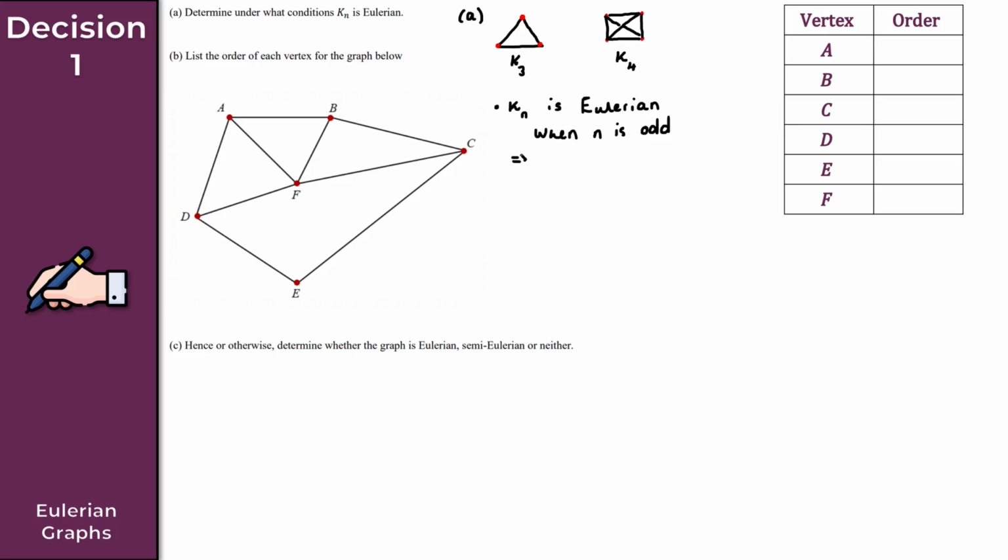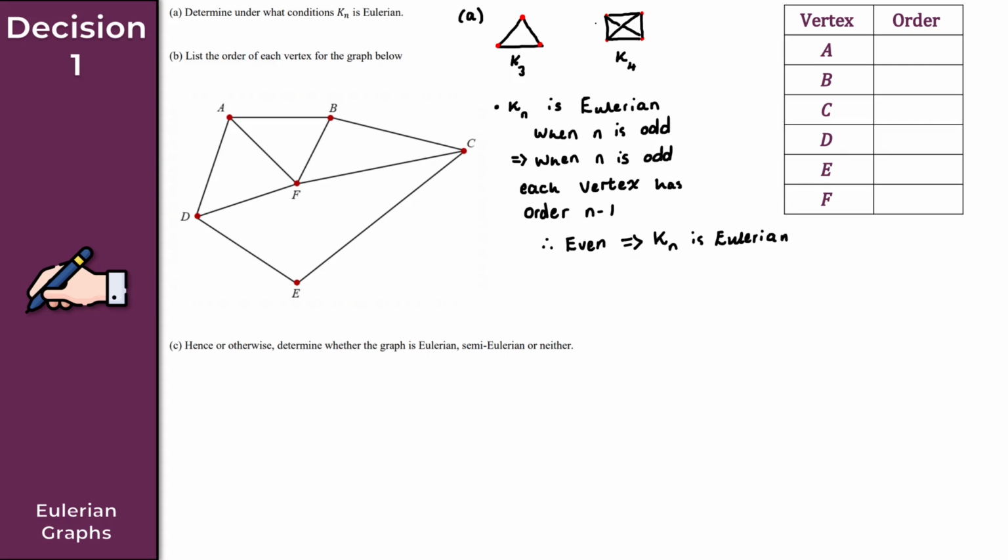So just make a supporting point underneath here. When n is odd, each vertex has degree or order, whichever you prefer to describe it as. I'll just put order here, has order n minus 1. And therefore even. And in other words, Kn is Eulerian. Okay, and there we have it then. So that's all we need there for part A.